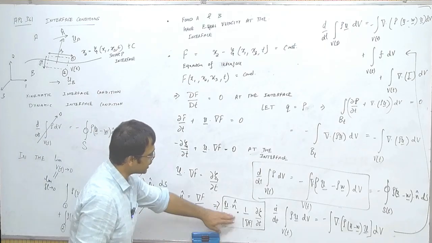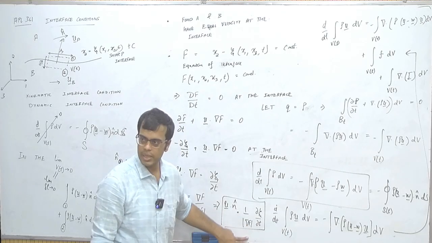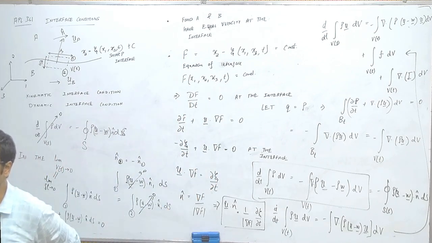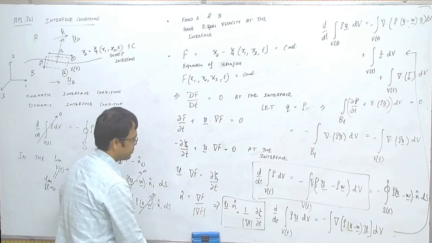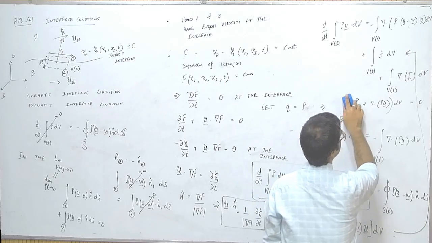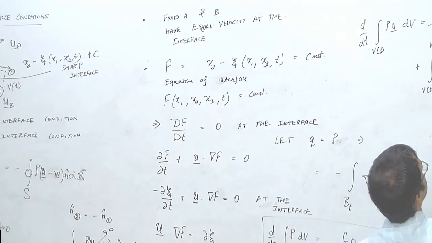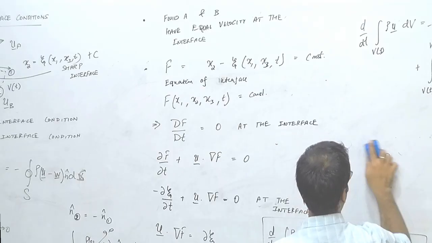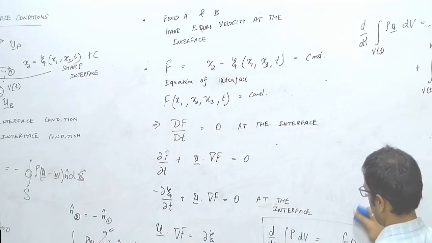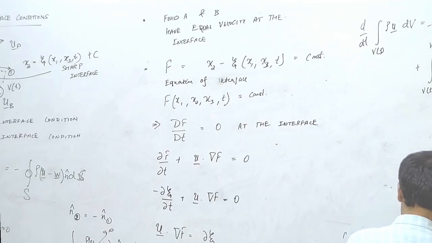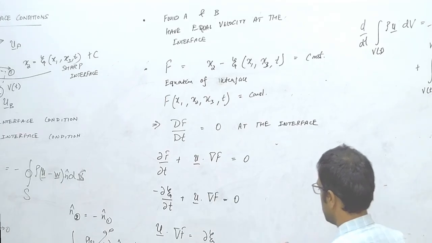The normal velocities are equal and equal to this at the interface, and since the whole velocity is equal for the two fluids, the tangential velocities are also equal at the interface. So this is at the interface.